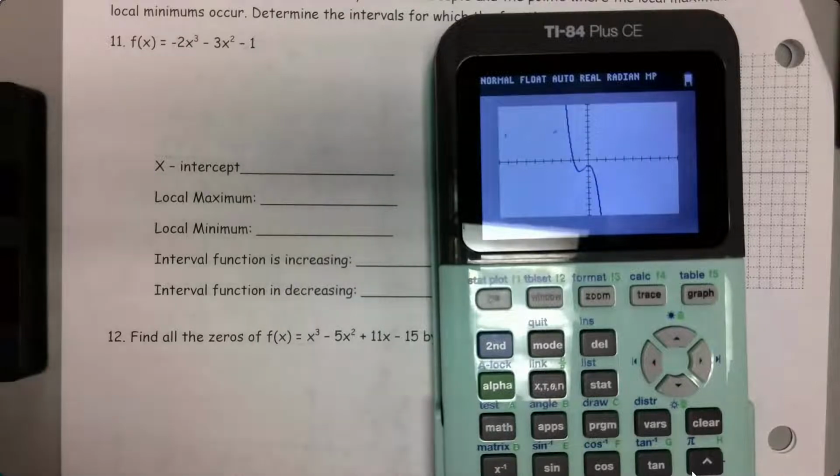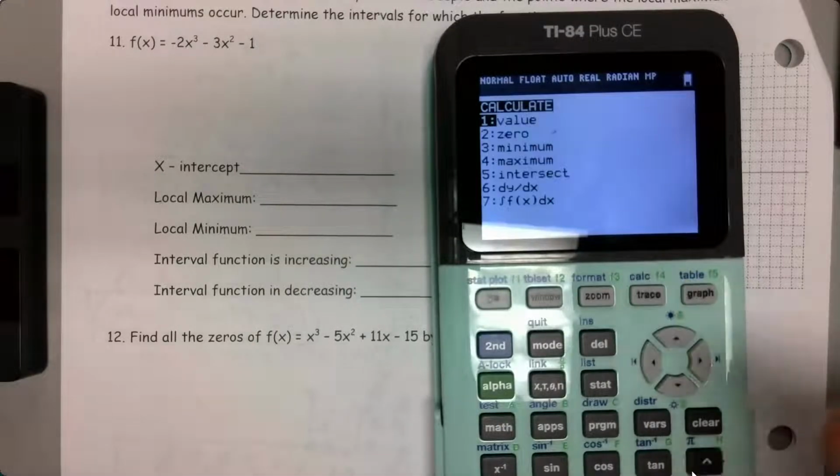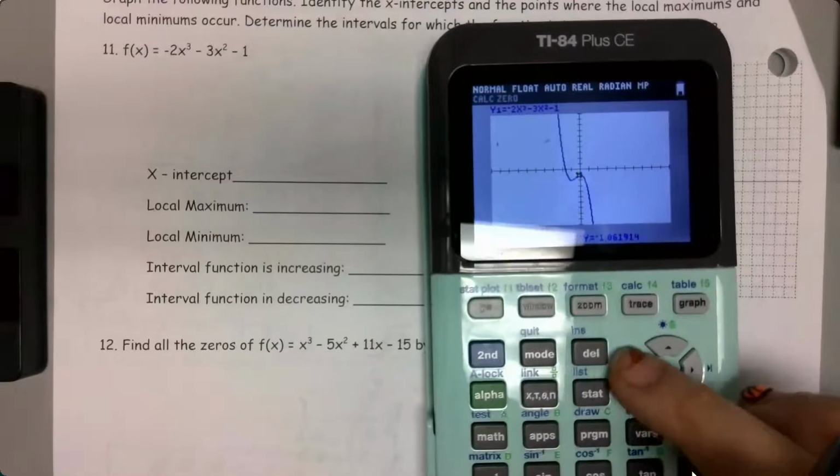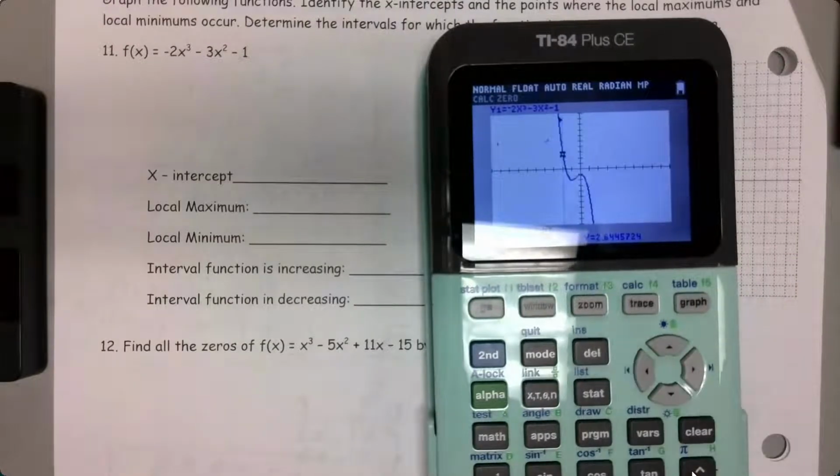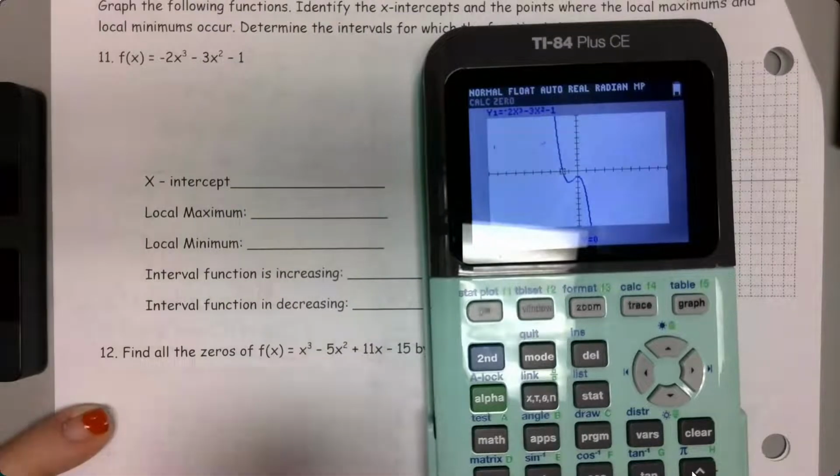I want to figure out where my x-intercept is. I'm going to do second calc. I'm going to go to choice 2 for 0. I'm going to go to the left side, press enter, arrow over to the right, press enter twice. This one gets me 1.67, let's do 8.